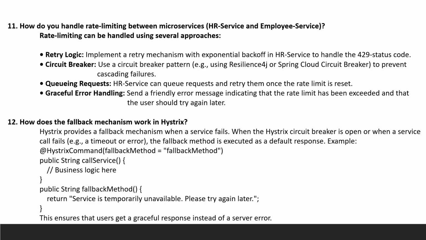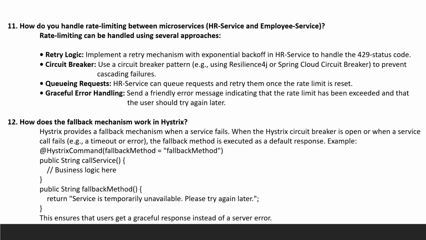In this scenario, whenever that error comes from the employee service, it will open the circuit. That means the fallback method will be executed with a default static response. Then retry, queuing requests, and graceful error handling are also possible with a circuit breaker. These are the points we need to mention. One or two points are enough, but if he is ready to listen to more explanation, you go ahead one by one like that.